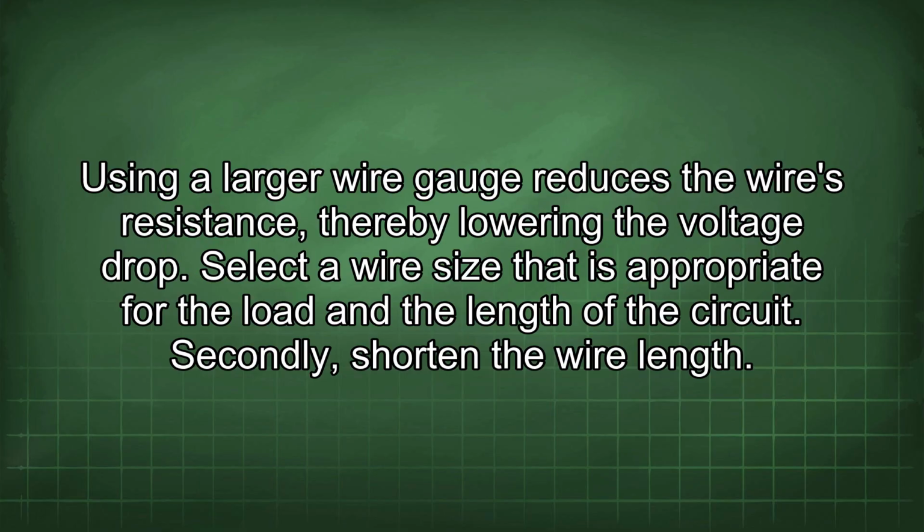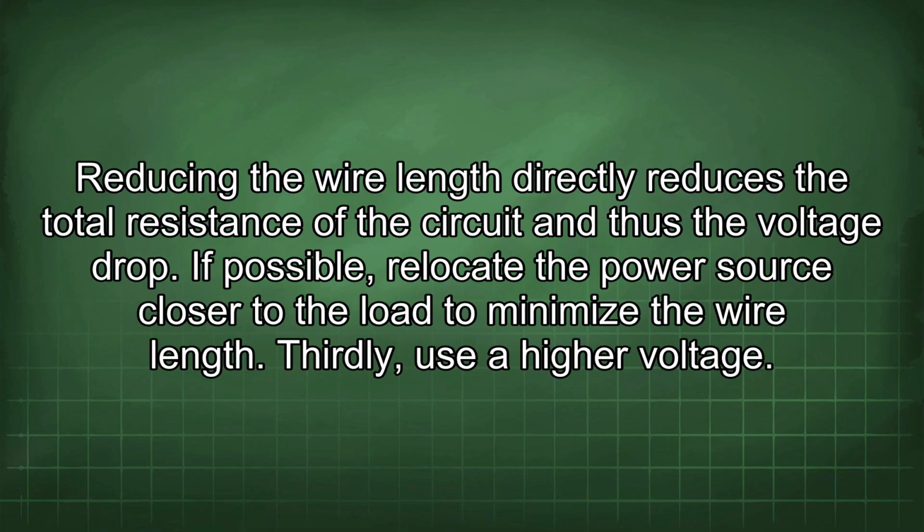Secondly, shorten the wire line. Reducing the wire length directly reduces the total resistance of the circuit and thus the voltage drop. If possible, relocate the power source closer to the load to minimize the wire length.